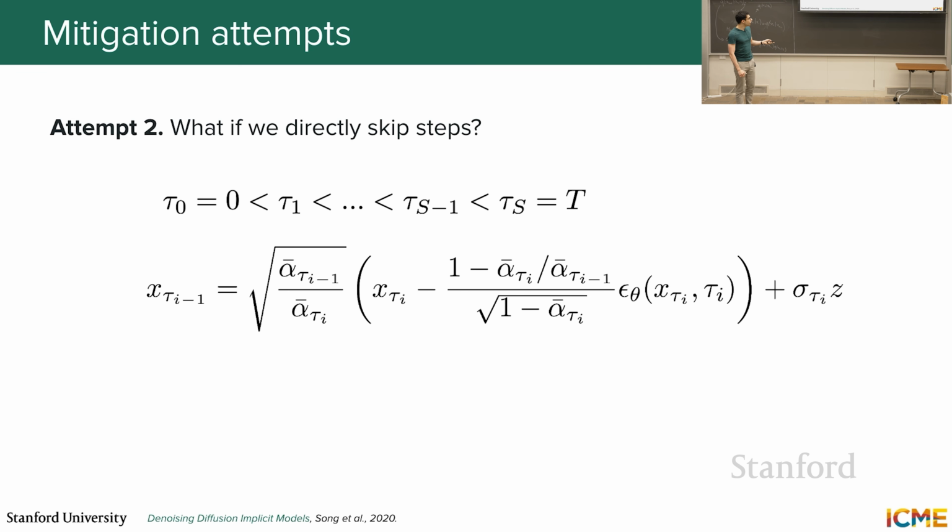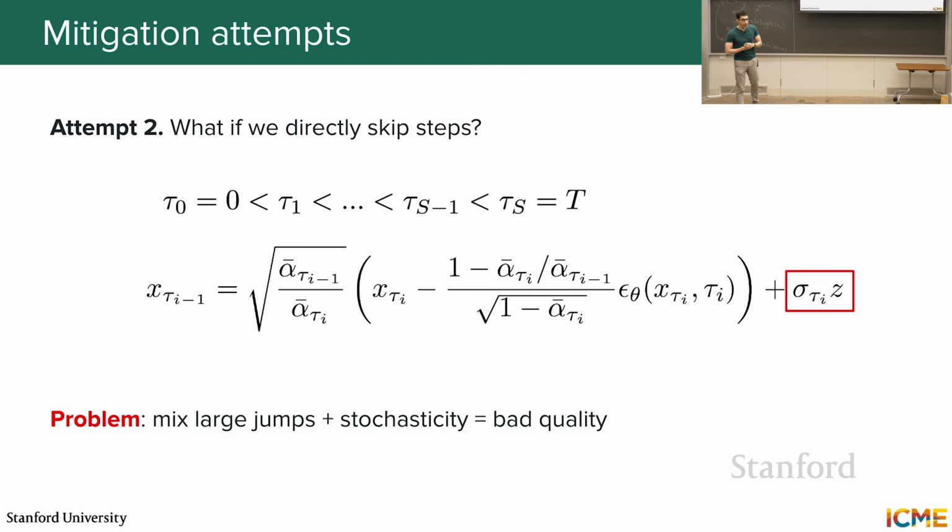Then what you realize in practice is that as the amount of stochasticity that you have within steps increases, then your quality is going to get worse as a function of the step size.